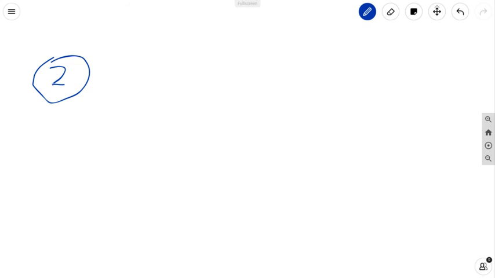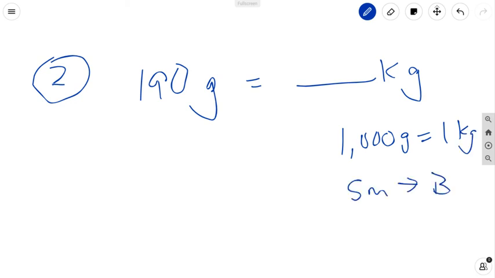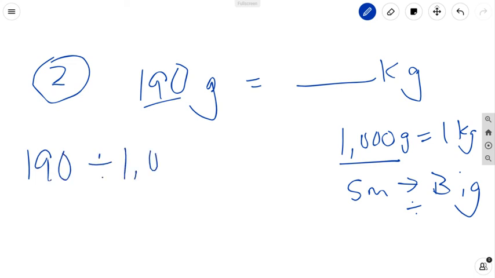Number 2. I have 190 grams, and we want to know how many kilograms that is. Okay, well, we know that there are 1,000 grams in 1 kilogram. We are going from a small unit to a big unit, which means we're going to divide. And in this case, we're going to divide 190 by 1,000.